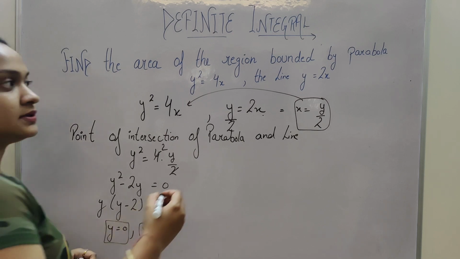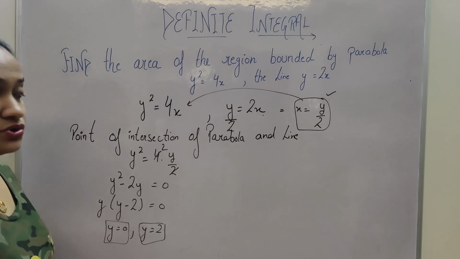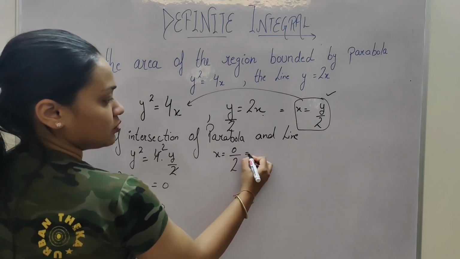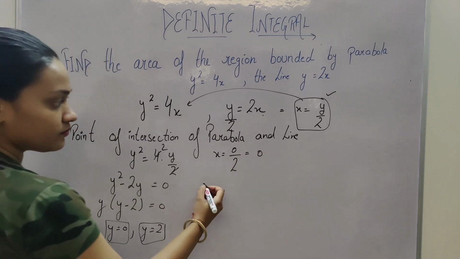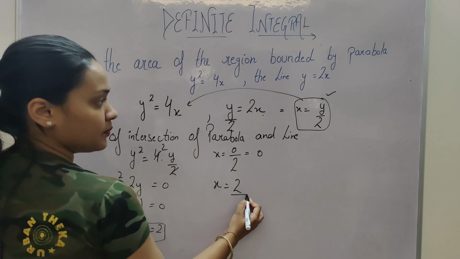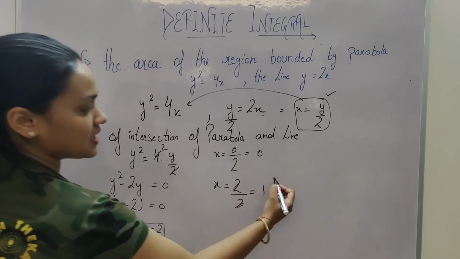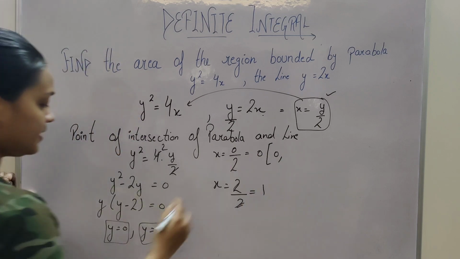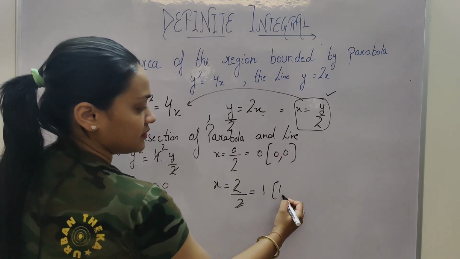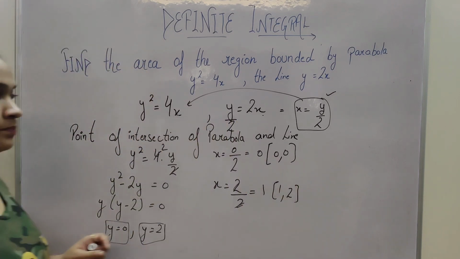These are the 2 points of y. So let's calculate the value of x when y is equals to 0 and y is equals to 2. X is equals to 0 upon 2. The value becomes 0. Again putting the value of 2 upon 2, here comes the value 1. So point of intersections are 0 when y is equals to 0, x comes 1 when y is equals to 2. Clear?